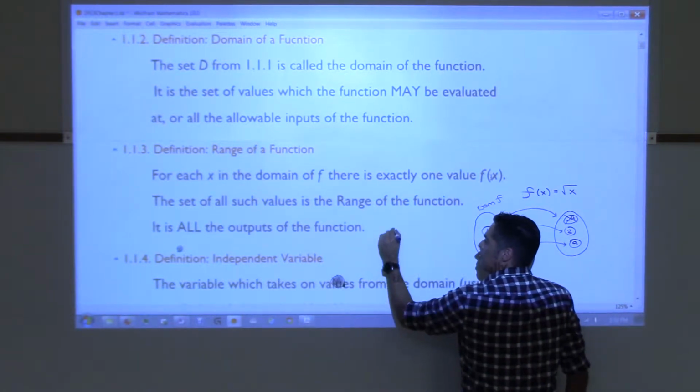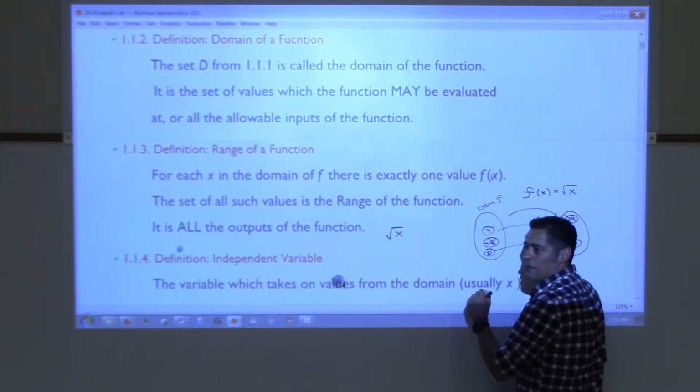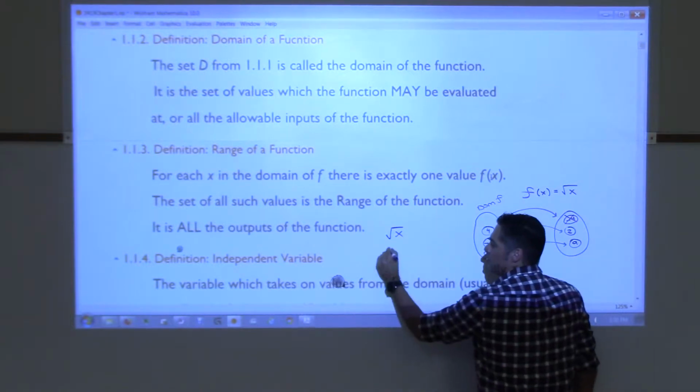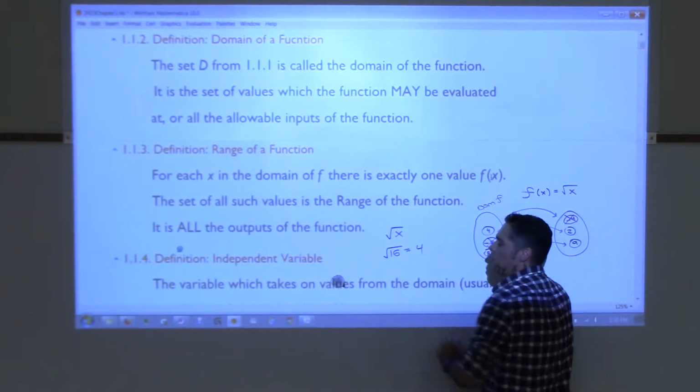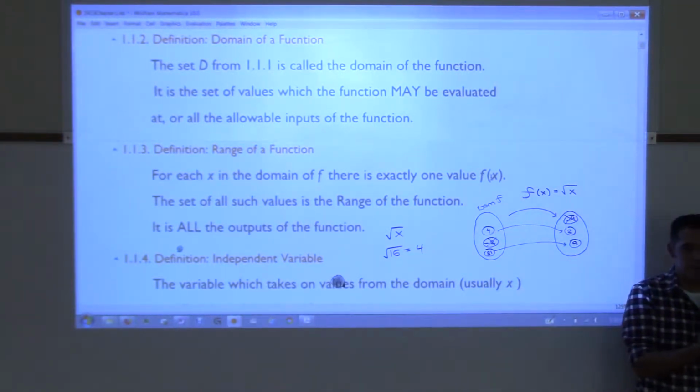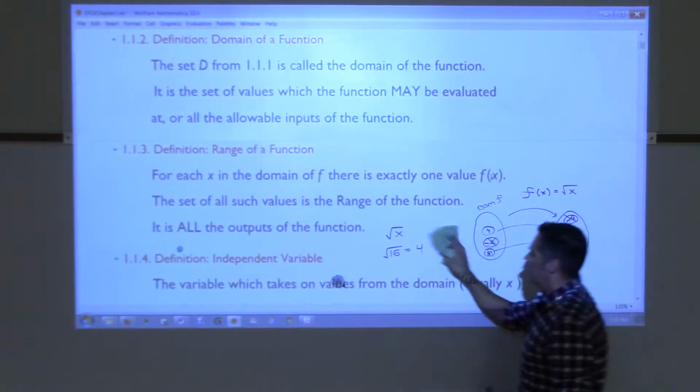If somebody says square root of x and then asks you to plug in the number 16, then it will be square root of 16 equals 4. It's what we call the principal root. It's the positive answer, always. People mistake that with something like this.